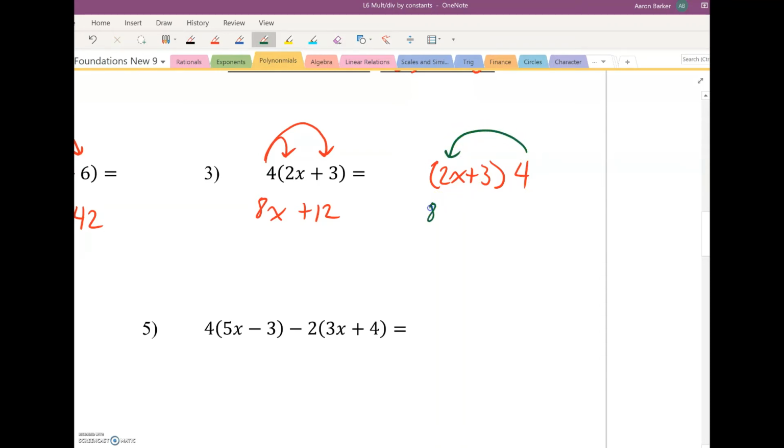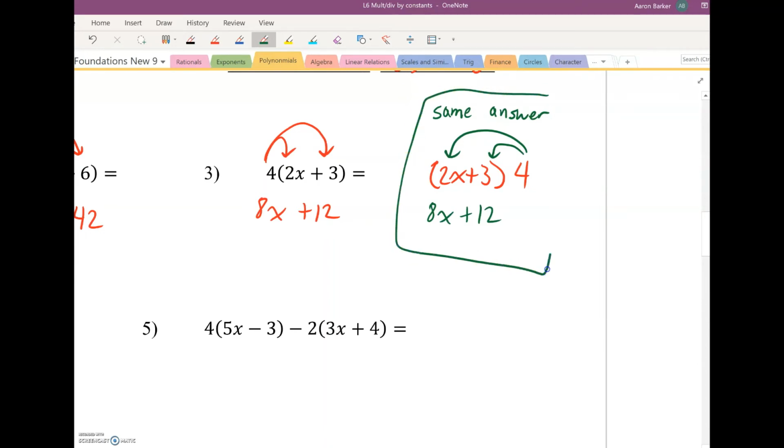4 times 2x is 8x. Then 4 times plus 3 would be plus 12. Okay, so if it's at the back or the front, you still are going to get the same answer. It doesn't matter where you write it. It's a slightly different multiplication, absolutely, but you can definitely find the answer easily. If you want, you could write it just like this and go ahead and write the 4 up front. If it really bothers you, you're welcome to do that.